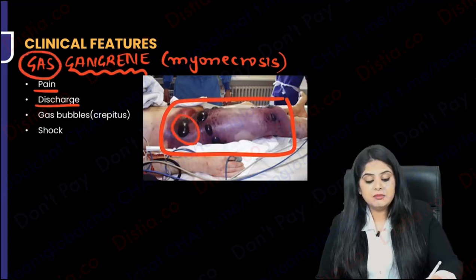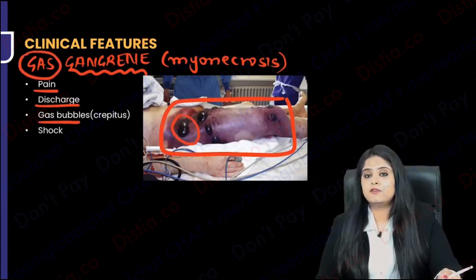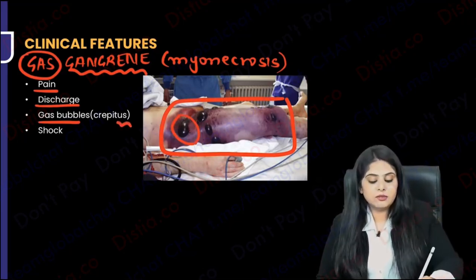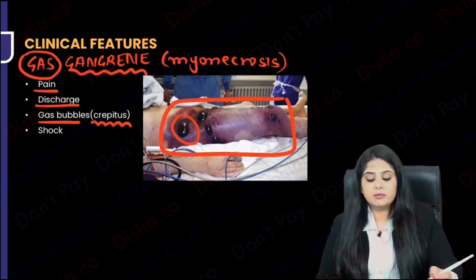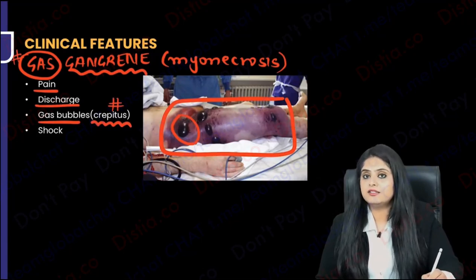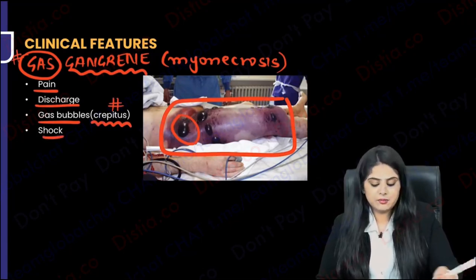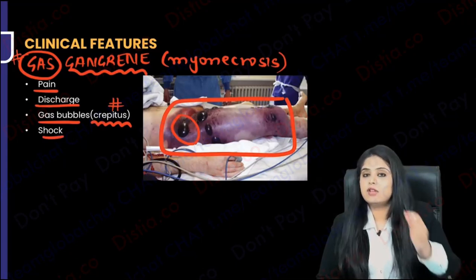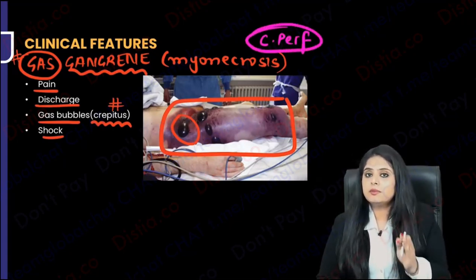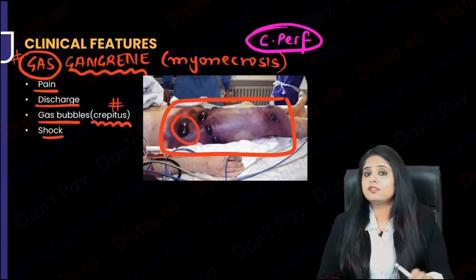But gas gangrene means that there are gas bubbles that have formed. How will I get to know? There will be that cutting sound. That cut sound is nothing but crepitus. Crepitus is going to be there, and that is something which will distinguish this gangrene from all the other gangrenes. There's going to be crepitus, and of course, in some patients there can be shock as well. So now my question to you is, you've understood gas gangrene is caused by Clostridium perfringens, but is Clostridium perfringens the only organism that causes gas gangrene?